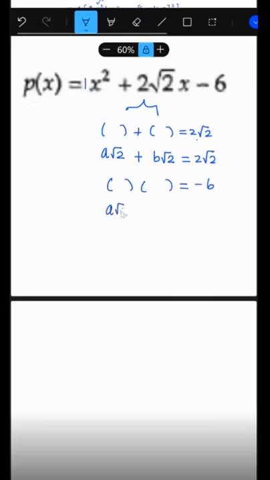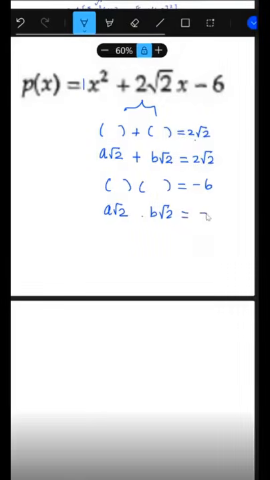I'm going to bring a root 2 into b root 2, because these two numbers are only these. a root 2 into b root 2 is equal to minus 6. Root 2 into root 2 becomes 2. So 2ab is equal to minus 6, and ab becomes equal to minus 3. From this, we get a plus b is equal to 2.